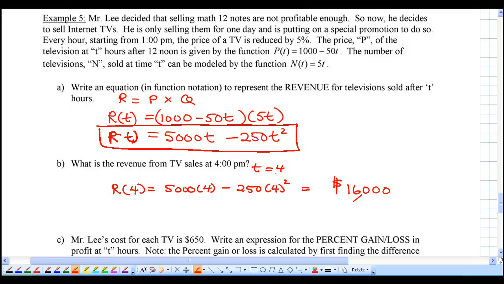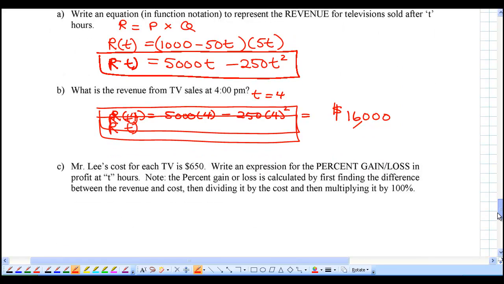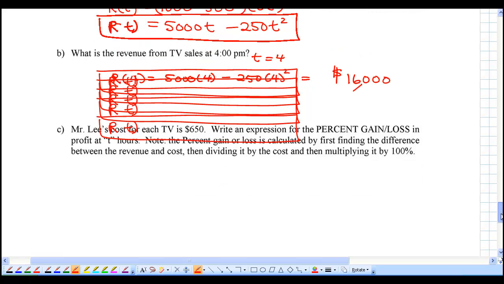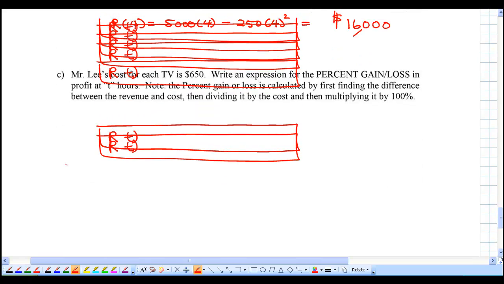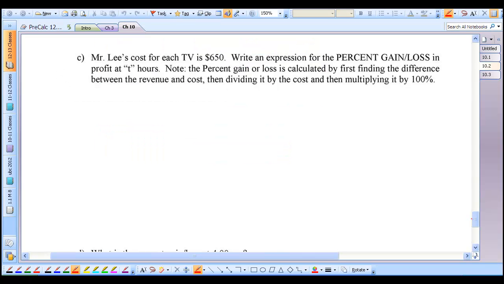Not bad. Okay. A lot of times in business, though, it doesn't matter how much money you bring in. It's about your percentage gain or your percentage loss. Of course, I want to actually gain. Now, the cost for each of my TVs is actually $650. Yeah, I gotta pay for them first. And so what I'm going to ask you to do here is find an expression to represent this thing called percent gain or loss in profit at T hours.